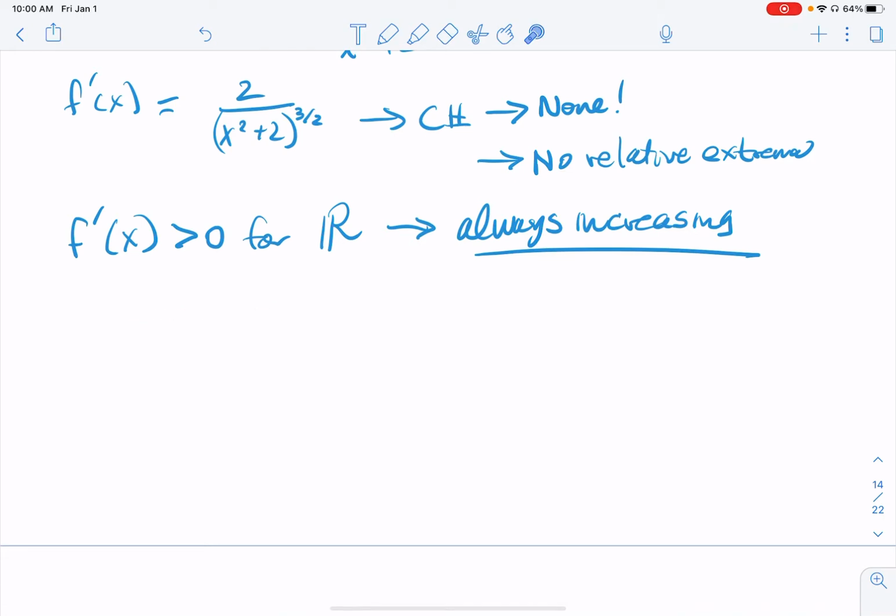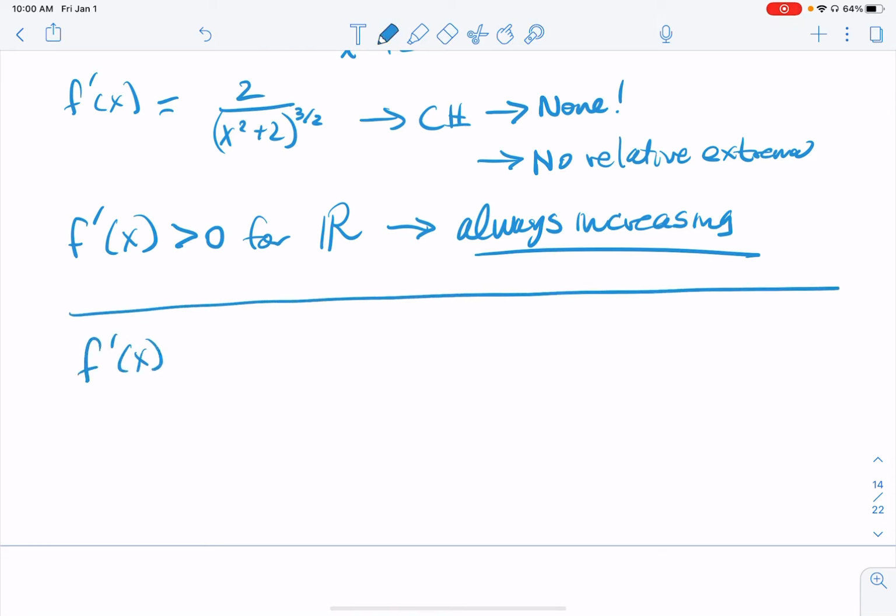So what I am going to ask for you to do, given f of x is equal to 2 over x squared plus 2 to the 3/2 power, is to find the second derivative. Go ahead, pause the video right now, find your second derivative, then unpause it, and see if you get the same thing that I got. All right, are you done? Let's see what it is that you got.